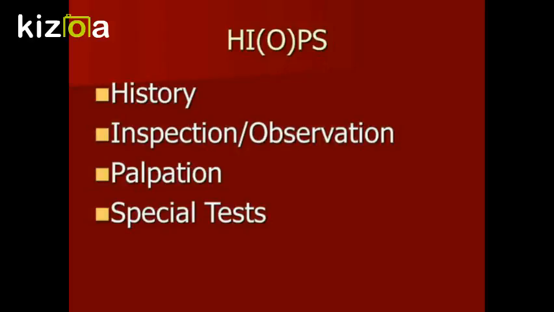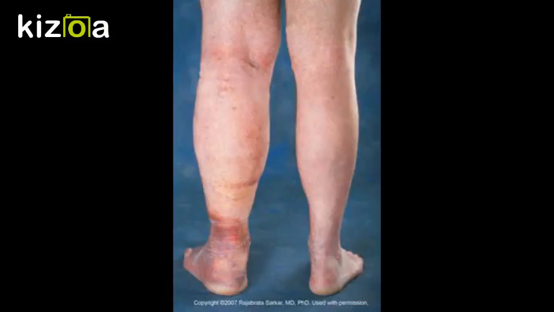History questions can include: What happened? When did it happen? Where is your pain located? Rate your pain on a scale of 1 to 10, and previous history of injury. The second step is inspection. During this time, you are just looking for bruising, discoloration, swelling, infections, or deformities.